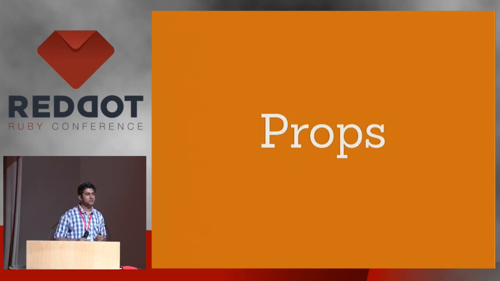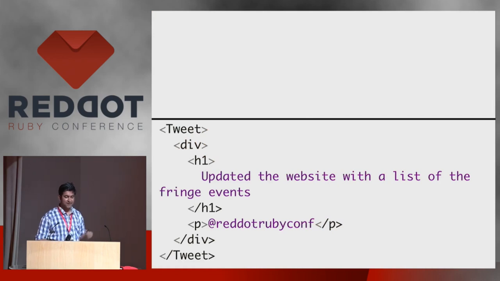So React comes with something called props, a shorter form of properties. Props are like attributes of your HTML elements. So let's say I want to render a tweet like this. I have the tweet content and the author name.